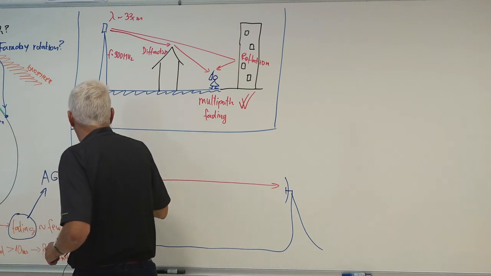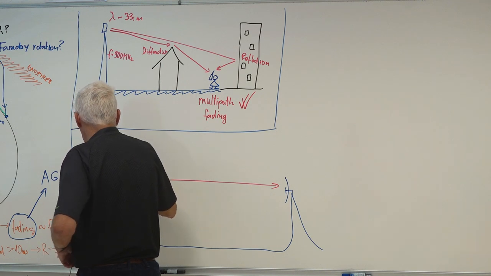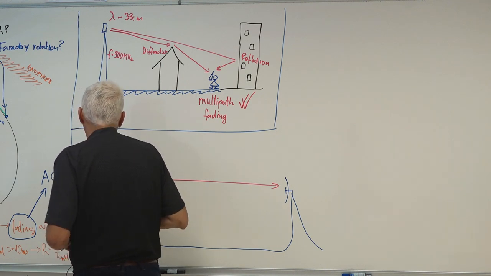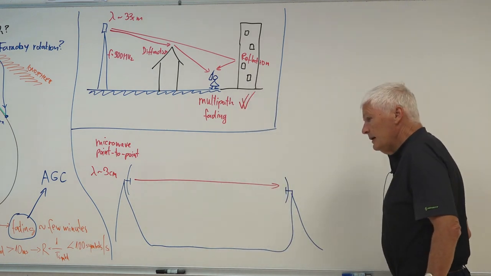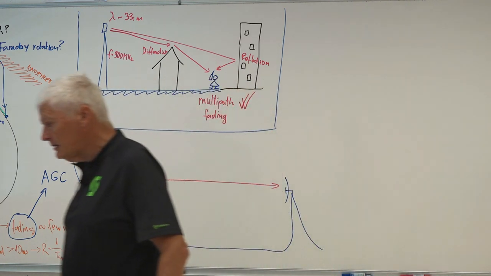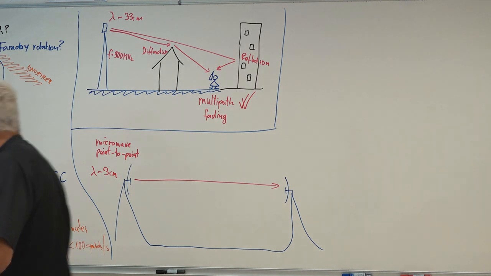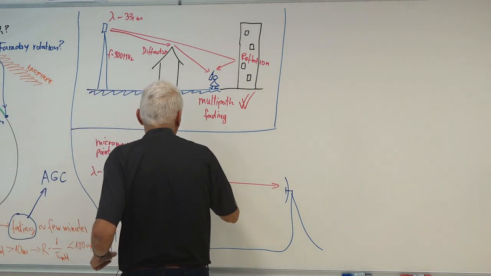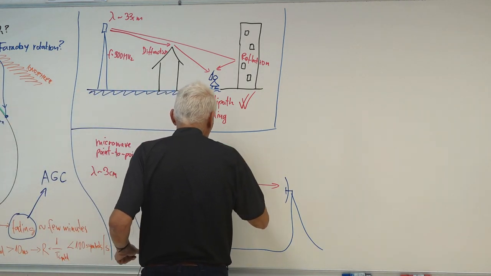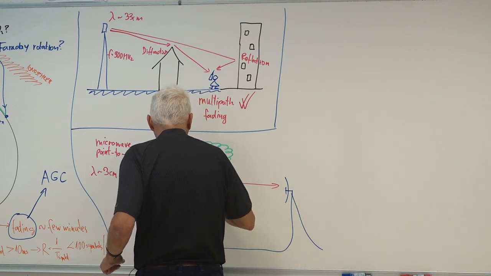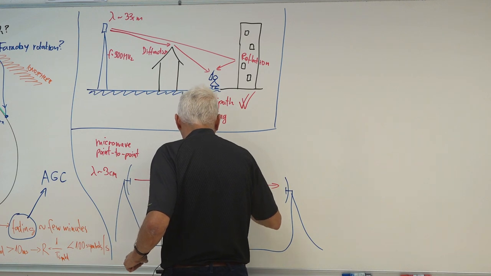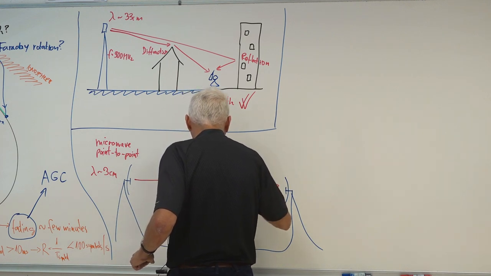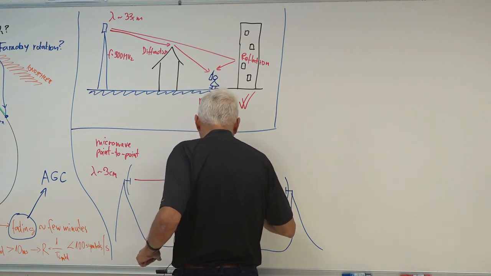At a wavelength, perhaps microwaves are 3 centimeters. What do we have here? Here we have the problems with changes in these microwaves due to weather effects. If we have rain, we may have absorption and we may have scattering of the microwaves being transmitted over this link.